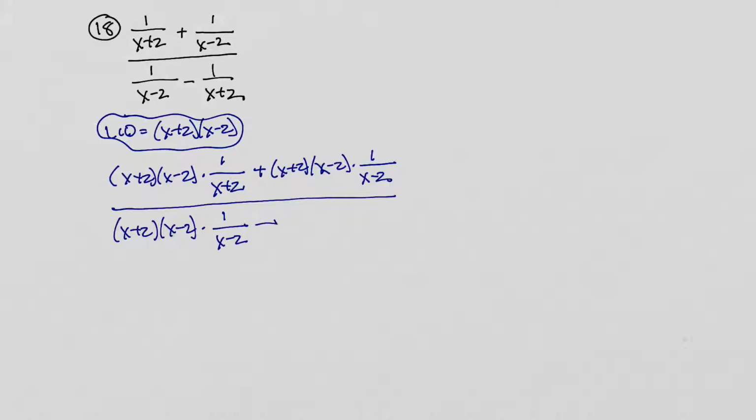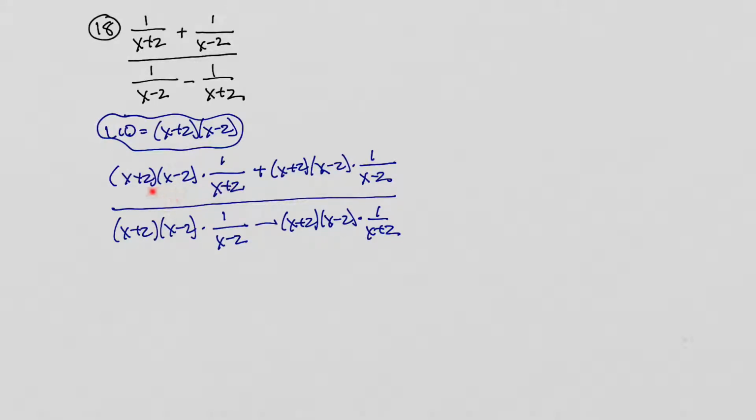And then minus. There's that minus sign right there. Minus x plus 2, x minus 2 dot. Now we're putting it right here next to the 1 over x plus 2. So 1 over x plus 2. And now all these denominators should cancel here. Let's see what we have.